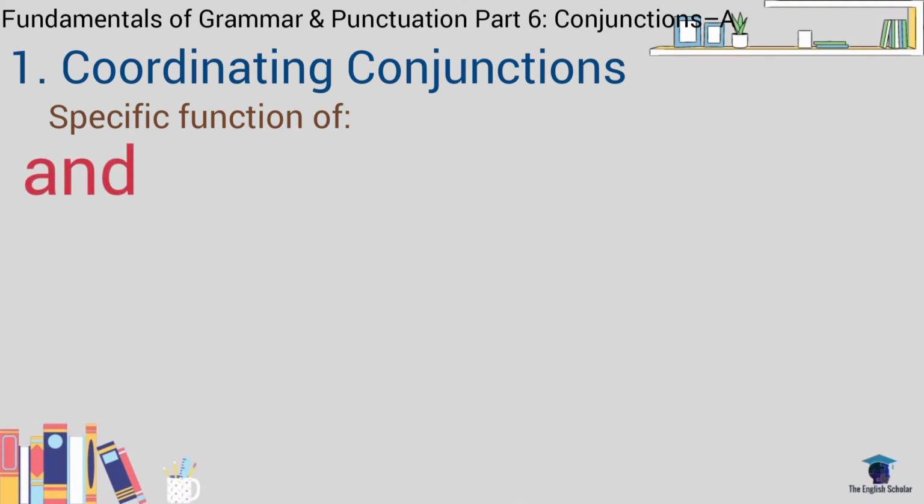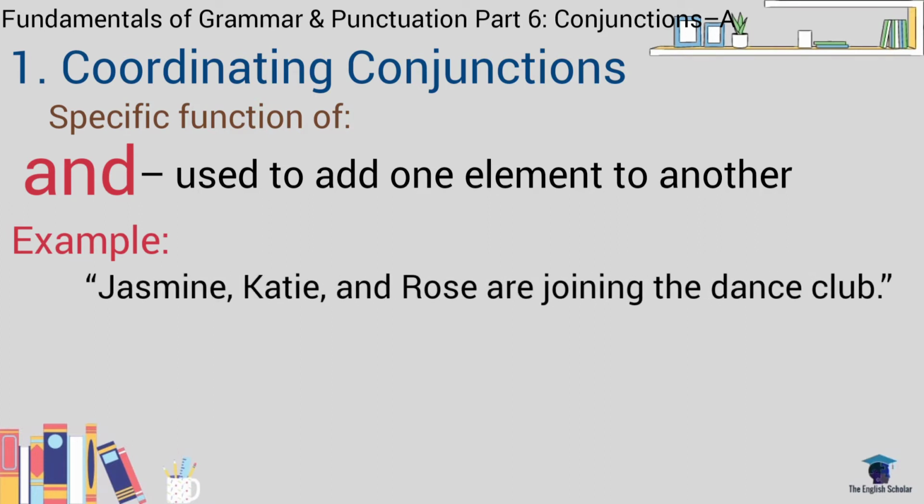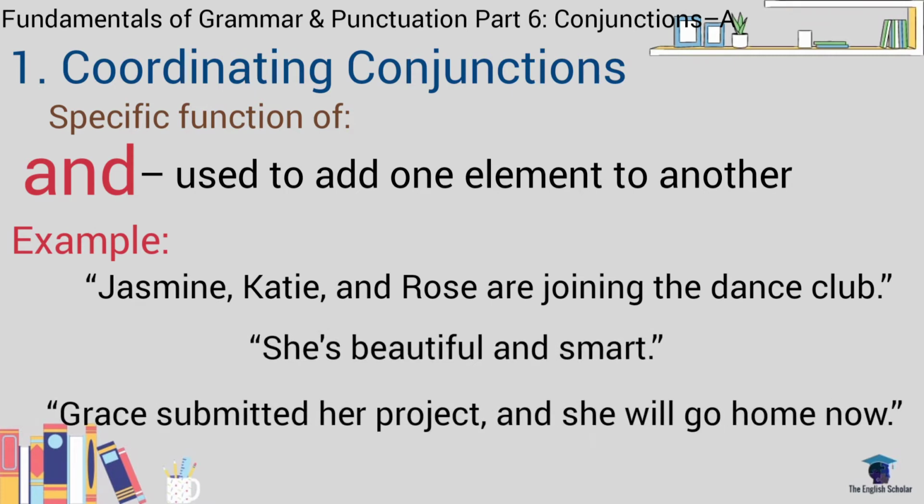And. The coordinating conjunction and can join words, phrases, and 2 independent clauses too. And it is basically used to add one element to another. Example: Jasmine, Katie, and Rose are joining the dance club. She is beautiful and smart. Grace submitted her project and she will go home now.